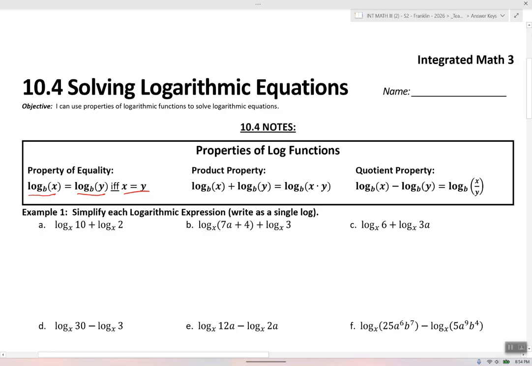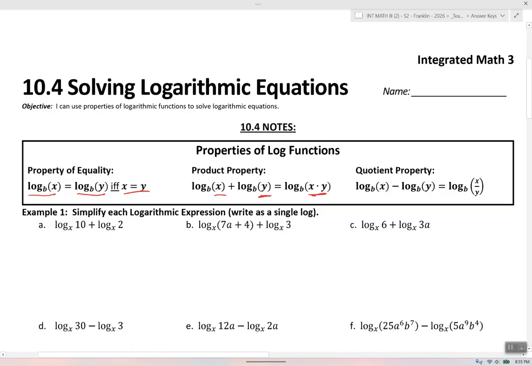The product property of logs says that two logs with the same base, when you add them together, equal a log with the same base of the product of their values. So here we have log b of x plus log b of y equals log b of x times y. So if we're adding the logs together, we just multiply their values.